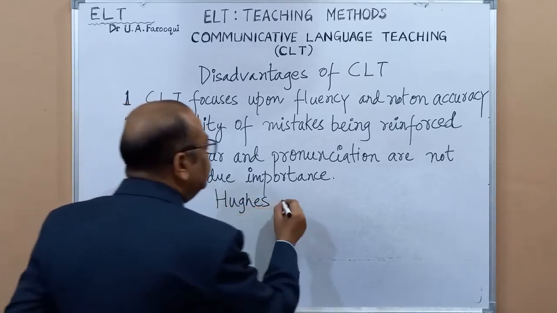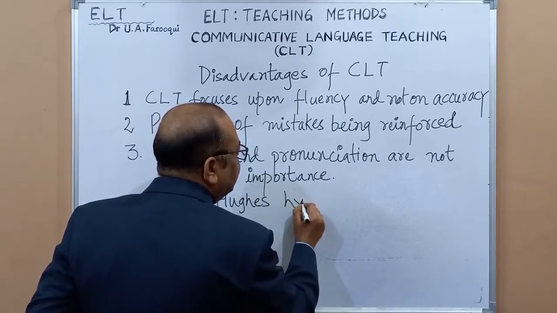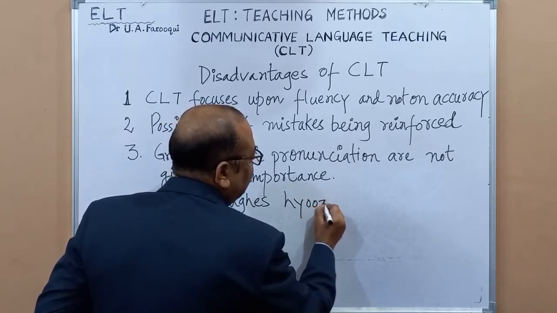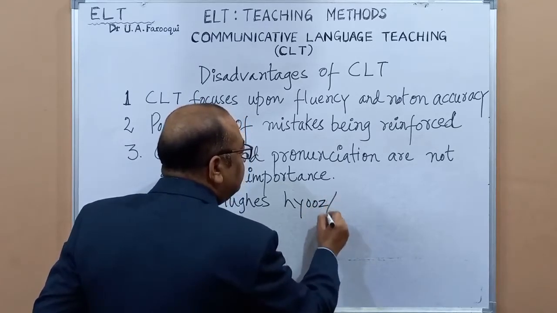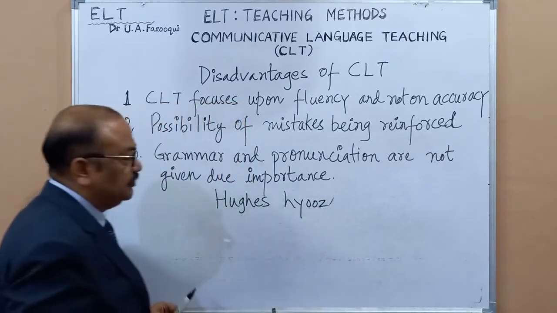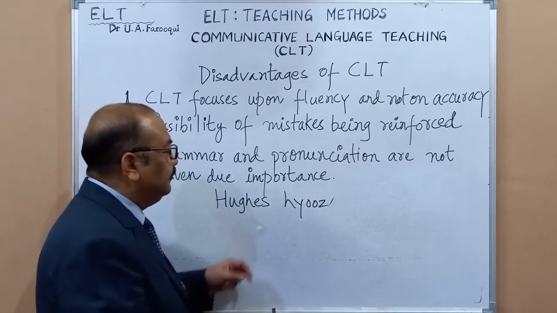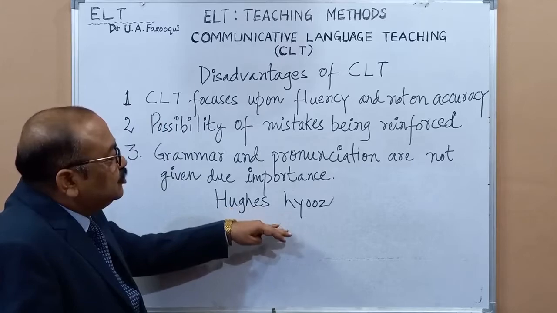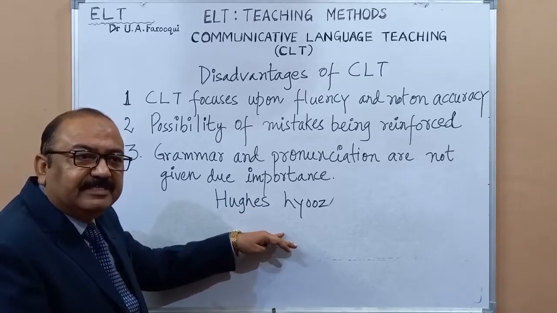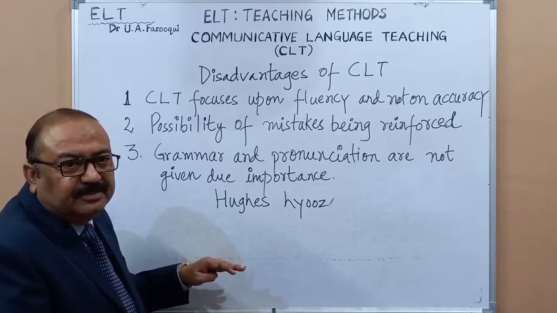Okay, and how do you pronounce it? Well, I'm writing it so that everybody understands. You may say Hughes. This is how it is. This is the pronunciation. Okay, Hughes. So according to him, students are fluent but they are not accurate. So it makes the learners fluent but inaccurate. Is it not?